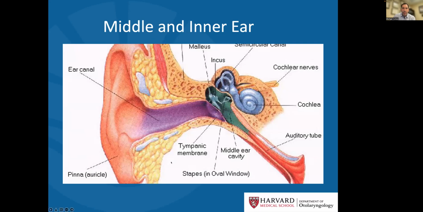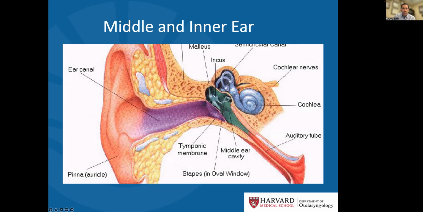So this is a map of the ear. We see the ear canal here, the external ear, the eardrum at the end of the ear canal, and behind the eardrum is a space called the middle ear. Now, the middle ear is lined with a mucous membrane, just like the lining of your nose, and therefore it produces mucus, which naturally drains through this pathway called the eustachian tube.